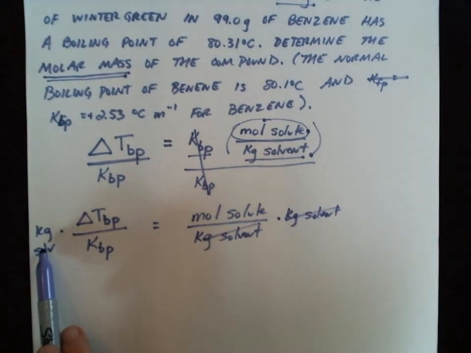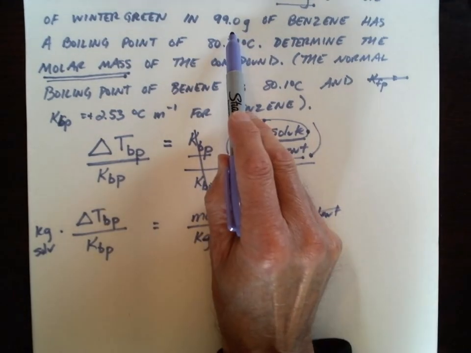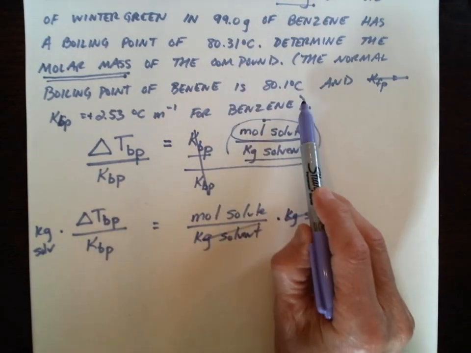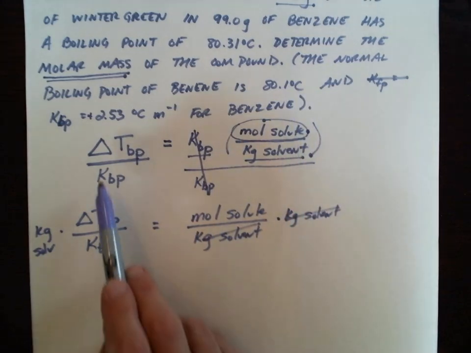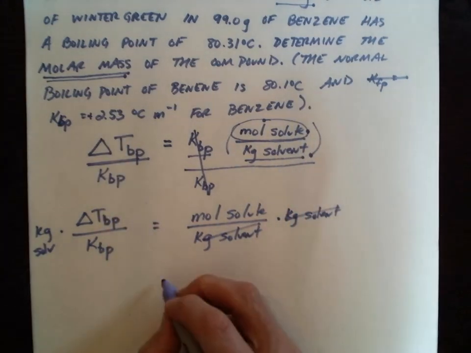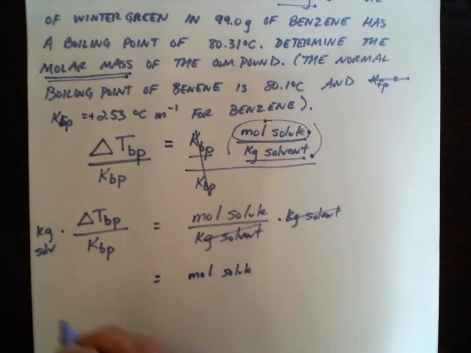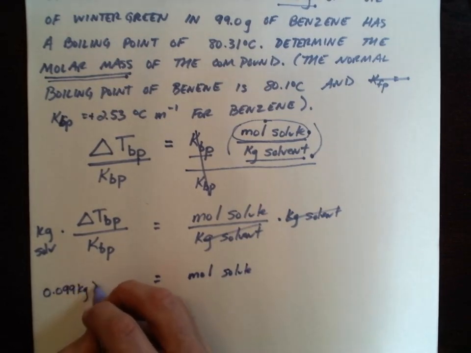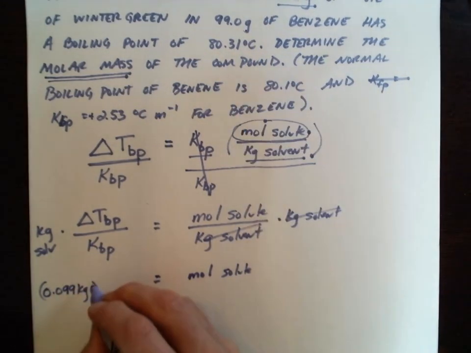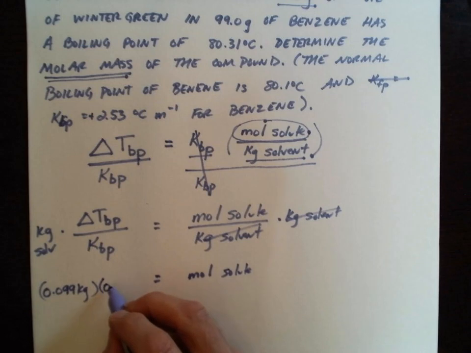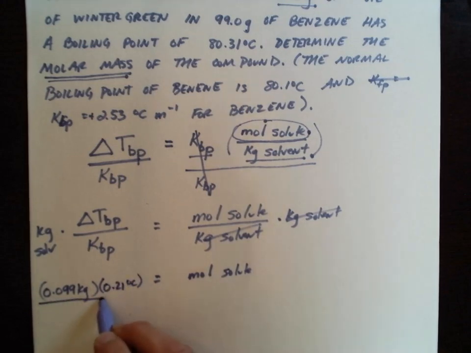We've got our equation here. We'll see that we take the kilograms of the solvent, which we know, 0.099 kilograms of benzene. We know the change in temperature of the boiling point, 80.31 minus 80.1. We know what that is. And we know the boiling point elevation constant. So store everything in here so we can find the moles of our solute. So our kilograms of solvent, that's 0.099 kilograms right there. We're going to multiply that by the change in temperature of the boiling point, which is 80.31 minus 80.1. That's 0.21 degrees C. And we're going to divide that by the boiling point elevation constant, which is a positive 2.53 degrees C per molal.